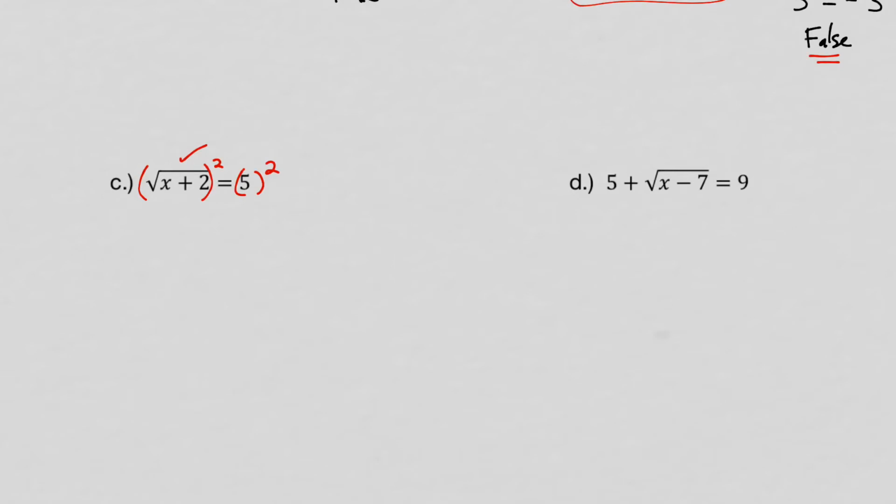Okay, so that's going to give us x plus 2 on the left, because the radical disappears, and then 25 on the right, and we simply isolate or solve for x. So we need to check our solution before we make it our final answer.